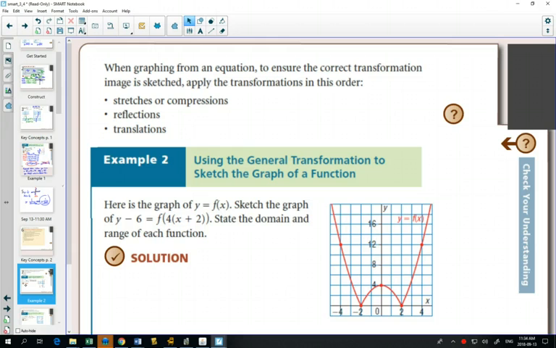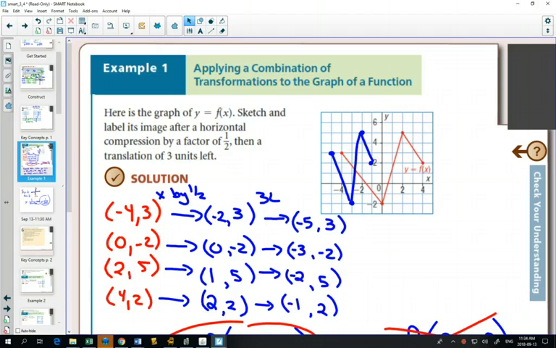Oh, questions for number 1? Questions for number 1 are 4, 5, and 6.